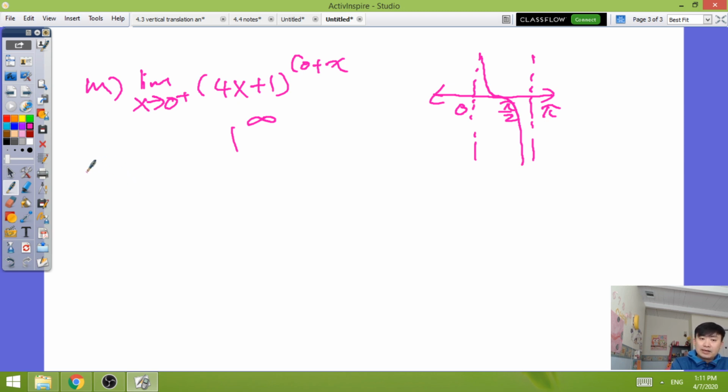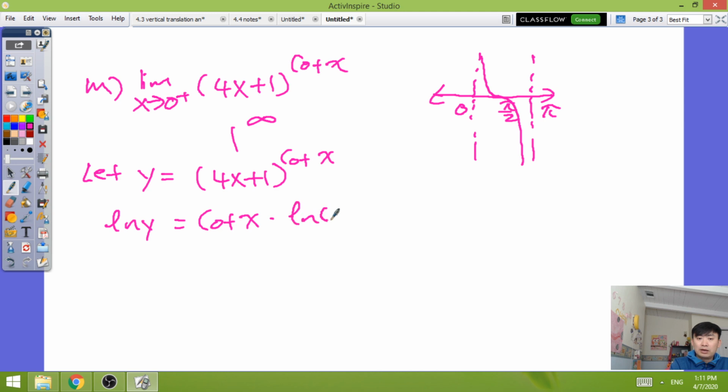So now, again, it's the same strategy like the one that we did previously. Let y equal the quantity 4x plus 1 to the power of cotangent of x. And then in order to bring down the power, we take the natural log of both sides. So cotangent of x times natural log of 4x plus 1. I'm using the properties of natural log, called power to coefficient. And then on the right hand side, you want to put it as a quotient structure. So it's natural log of 4x plus 1 over the reciprocal of cotangent, which is tangent.